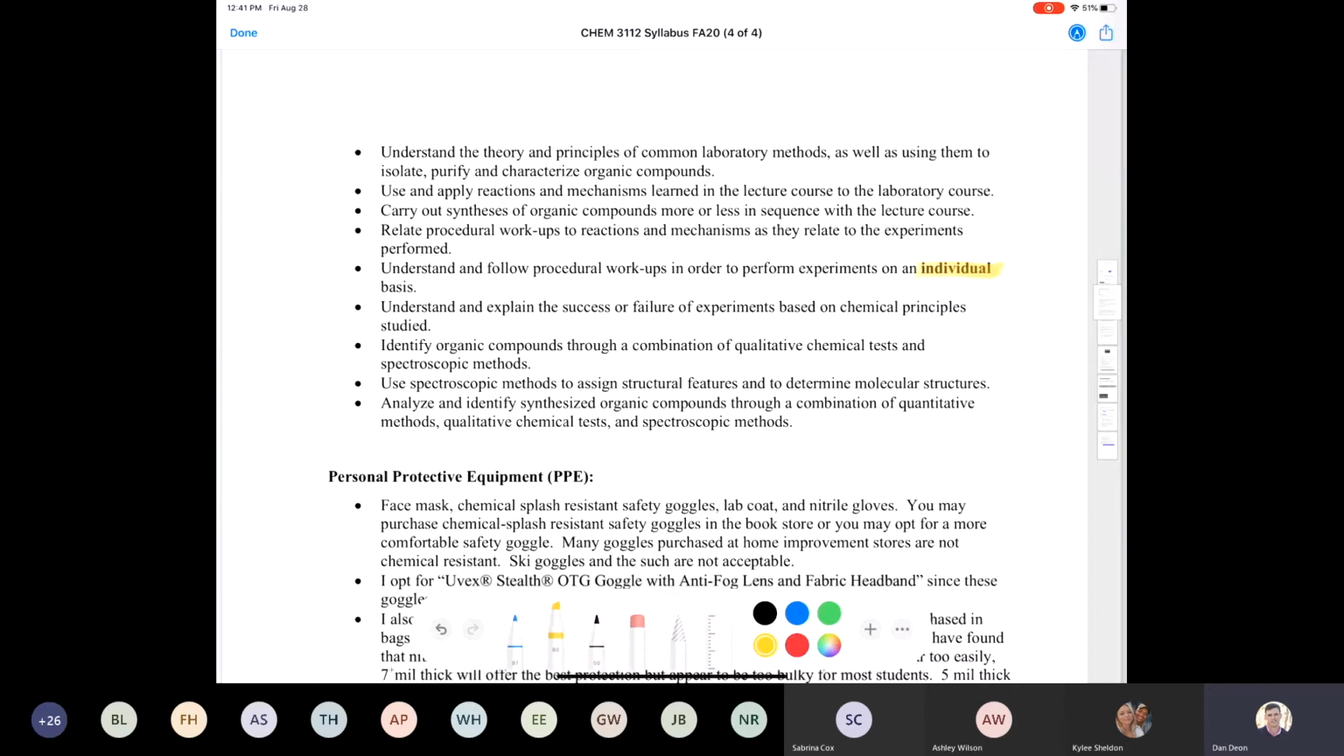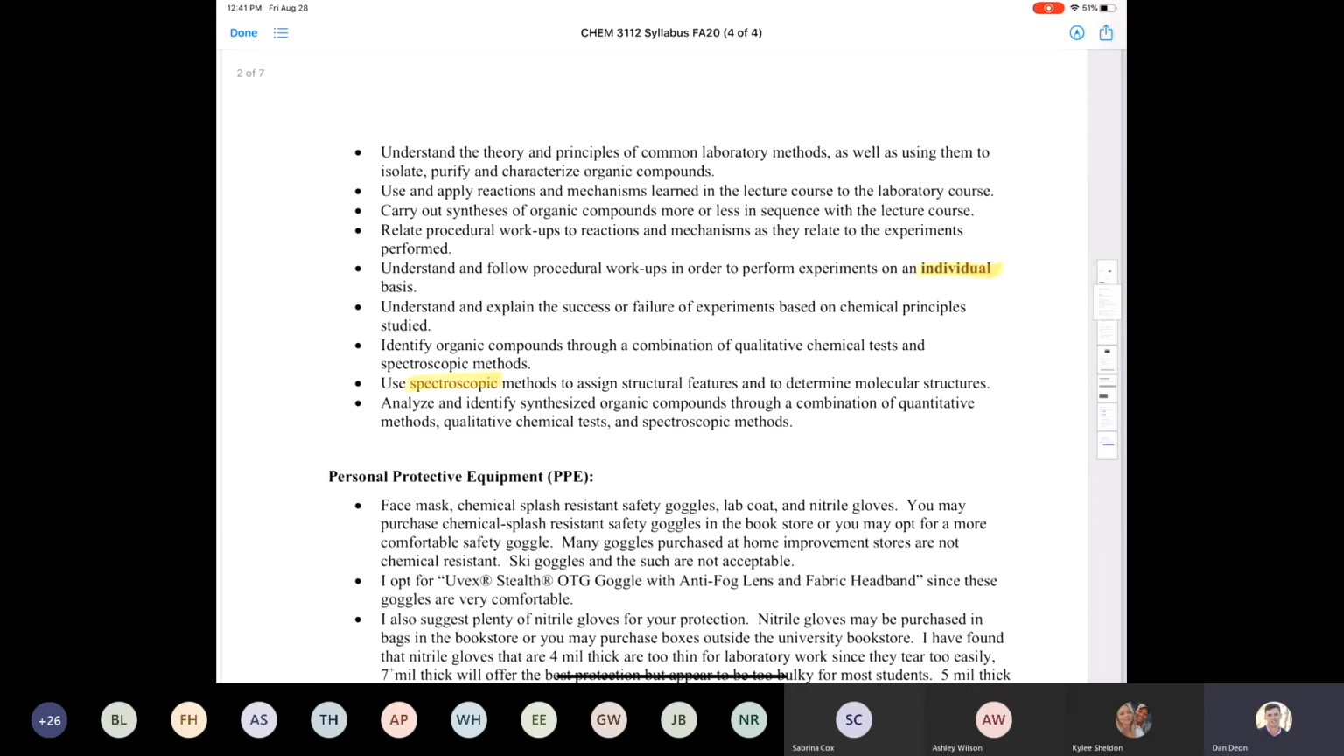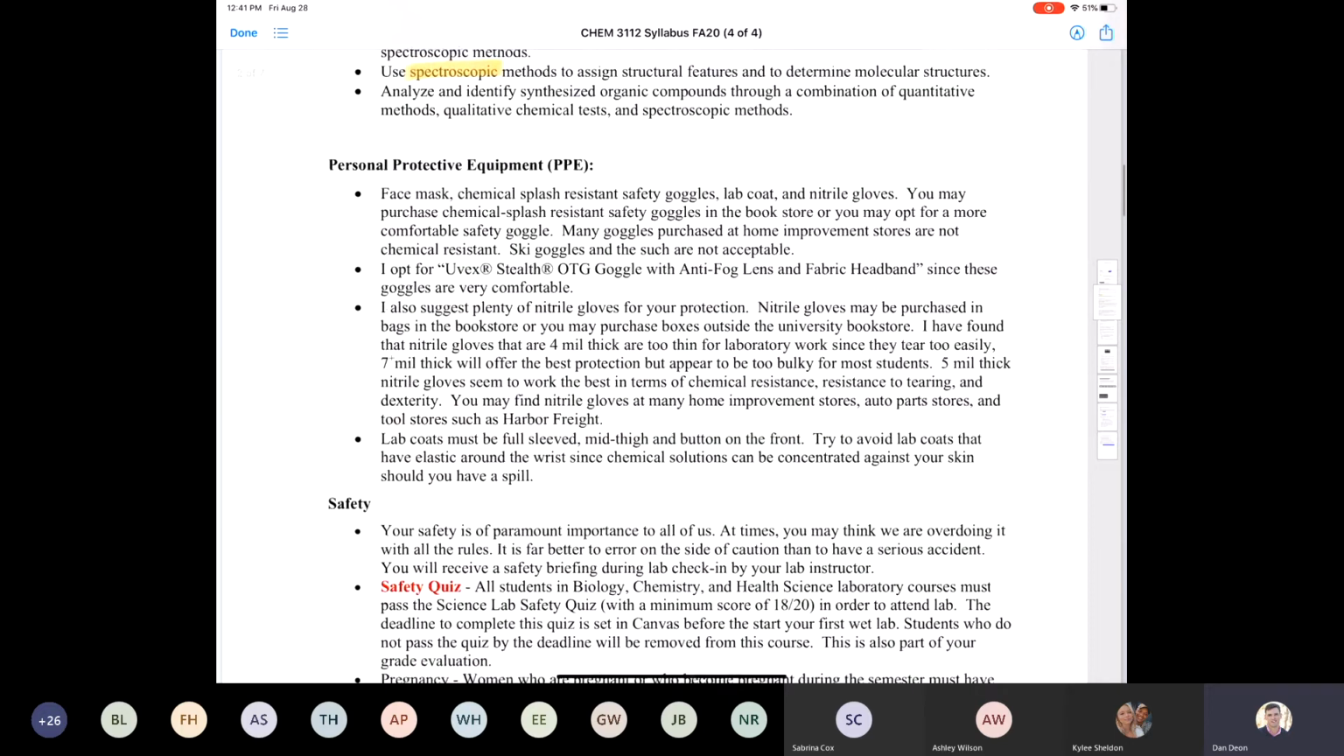Anyhow, you can see that spectroscopy is still going to be very important in all of these labs. And that's why next week I think it would be a lot of fun to get together and do some spectroscopy practice. I think I would enjoy it. Anyhow, the next section is about PPE.